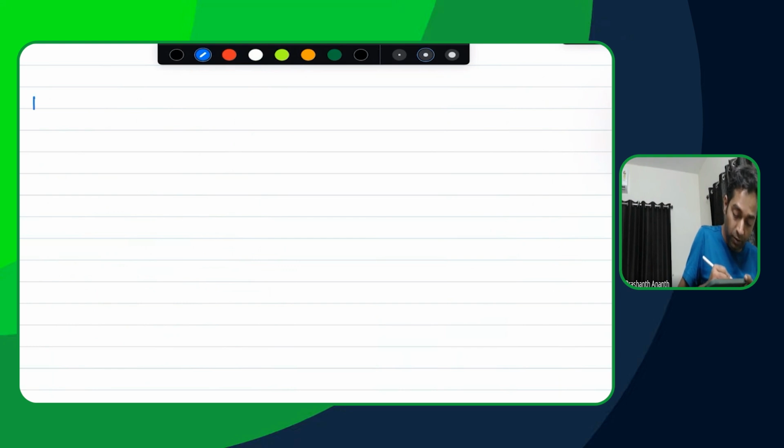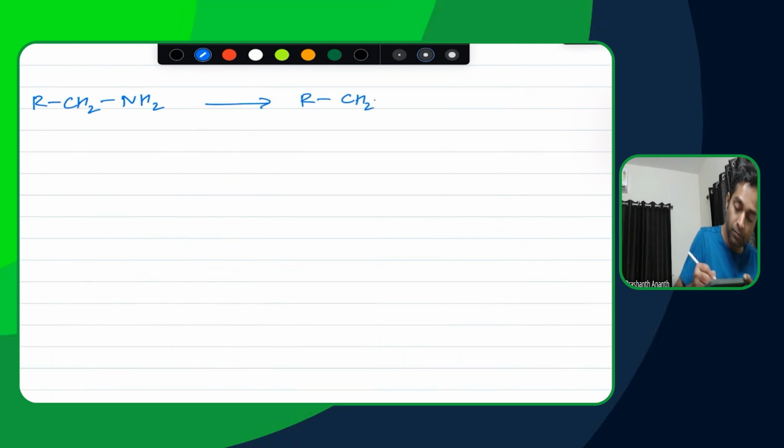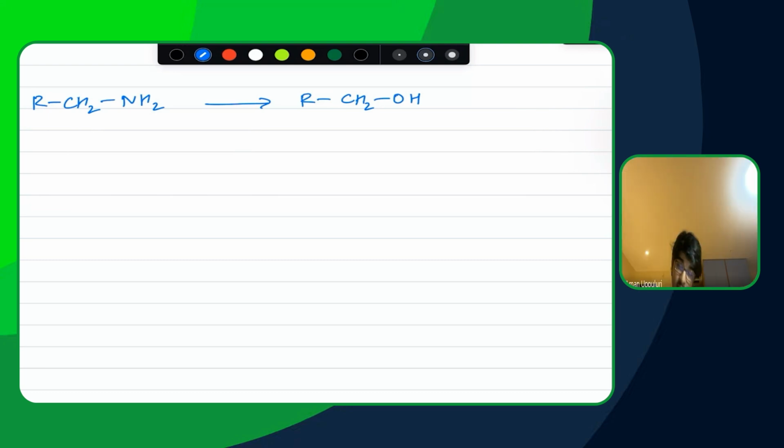So, first of all, let's say I'm going to be having RCH2NH2. Now I want to convert this into an alcohol, the direct corresponding alcohol, let us say. Now, one of the simplest ways is by a process. I'm assuming you did nitrous acid type of HNO2. Yes, sir. NaNO2 HCl, yes.